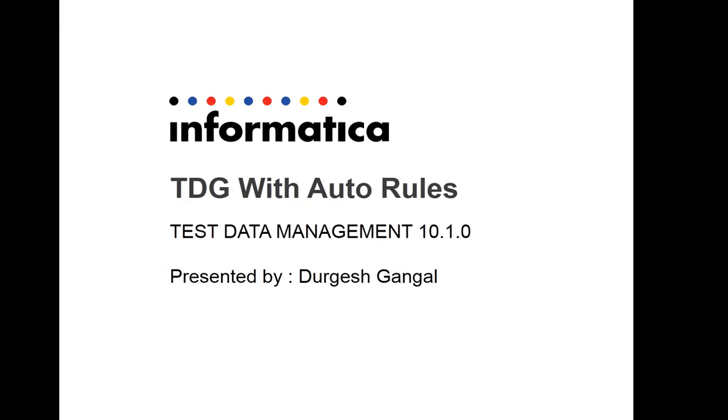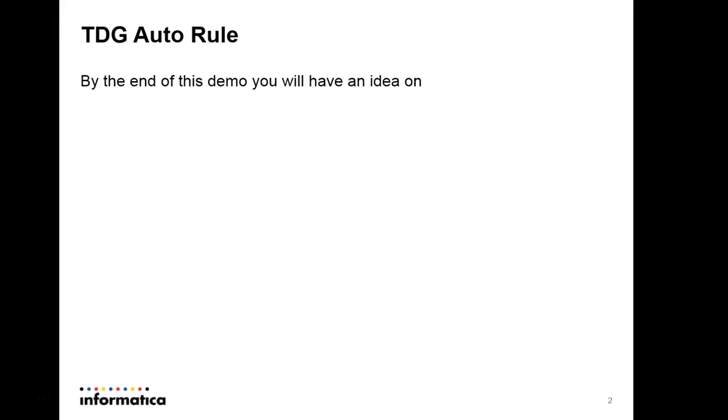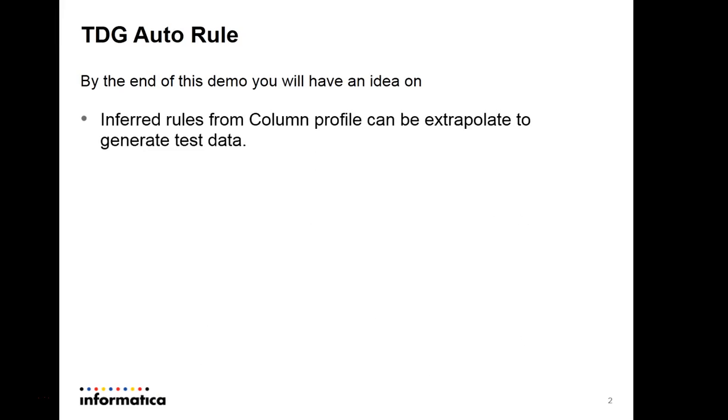Today in this demo, I'm gonna explain to you about test data generation with the auto rule option. As we know, test data generation is used to generate data for a particular column in the table, and this is a very useful feature in the TDM. It can be used to generate a huge amount of data from the TDM. To expand the scope of test data generation, we have a new option called auto rule. This auto rule goes along with the column profiling.